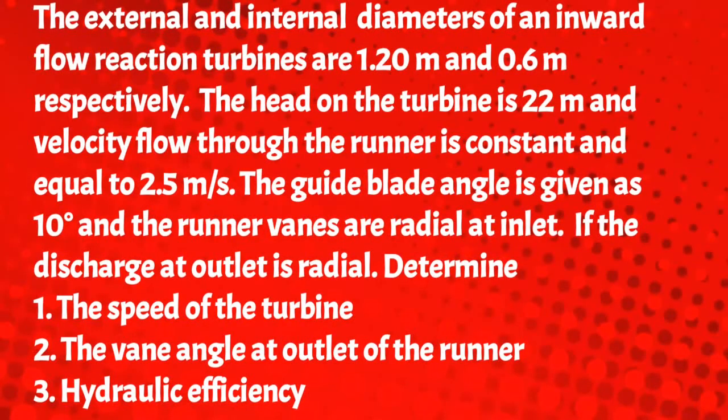The external and internal diameters of an inward flow reaction turbine are 1.20 meter and 0.6 meter respectively. The head on the turbine is 22 meter and the velocity of flow through the runner is constant and equal to 2.5 meter per second. The guide blade angle is given as 10 degree and the runner vanes are radial at inlet. If the discharge at outlet is radial, determine first the speed of the turbine, second the vane angle at the outlet of the runner, and third the hydraulic efficiency. So this was the given question.